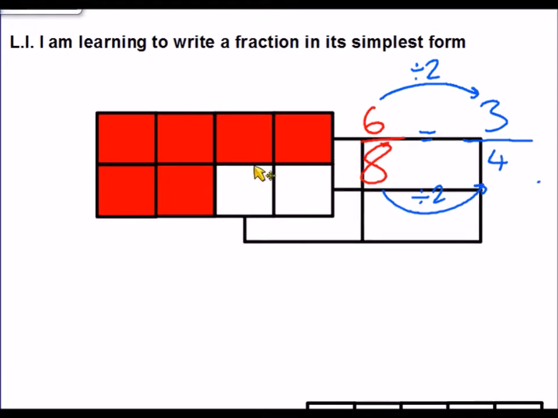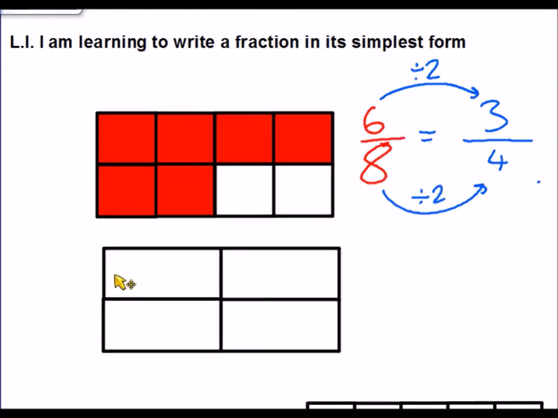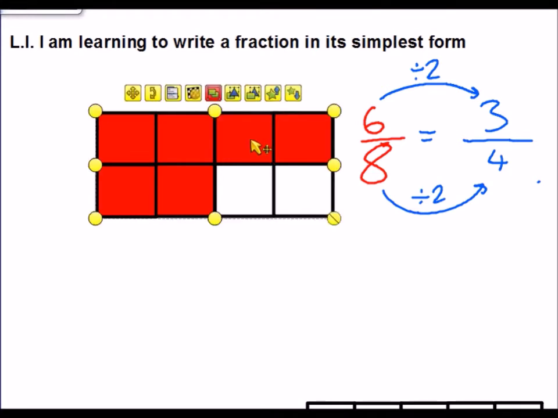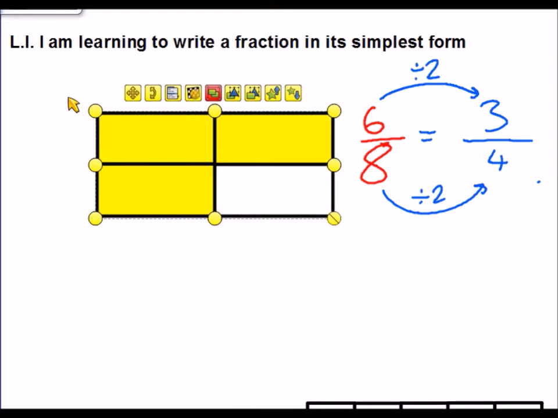But just to be sure, let's check our answer. So here are quarters. I'll highlight 3 of them. And we'll figure out, are they in fact equivalent? Well, it certainly looks that way. And yes, they are equivalent. So by working out a times table that has the numerator and denominator in it, and then dividing by that, I've been able to write that fraction as simply as possible.